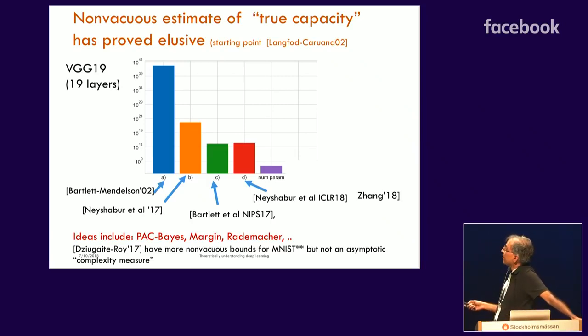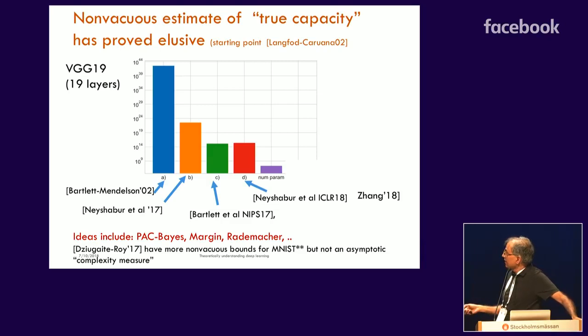So these are bounds that we computed for VGG19, a 19-layer neural net. This is the classic paper of Bartlett and Mendelson. By the way, this is on a log scale. The true number of parameters is of the order of 10 million, so 10 to the 7, which is down here, and 10 to the 44 is the height of the plot. If you take the naive Rademacher complexity estimate, it's up there.